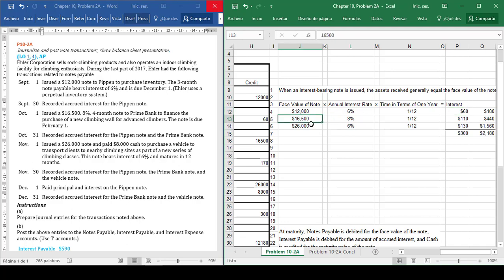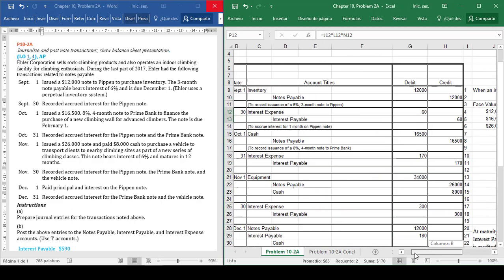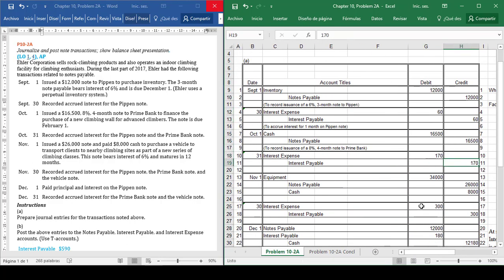we know that the face value of the note is this, times the rate, which is the 8%, and the fraction of the year, because only 1 month has passed, so 1/12. That gives us $110. If we sum this interest, we get $170, which is this amount here.